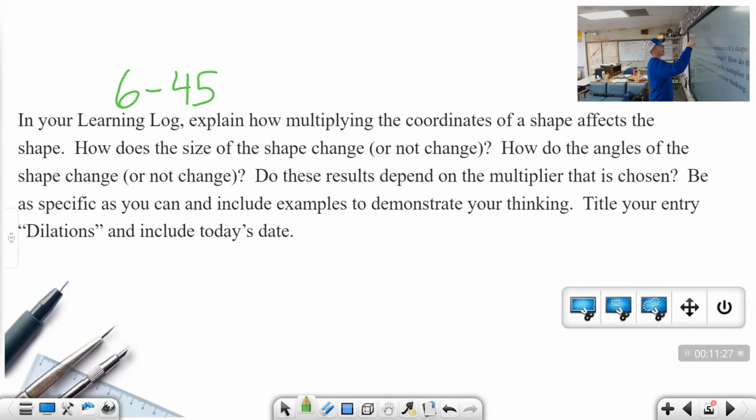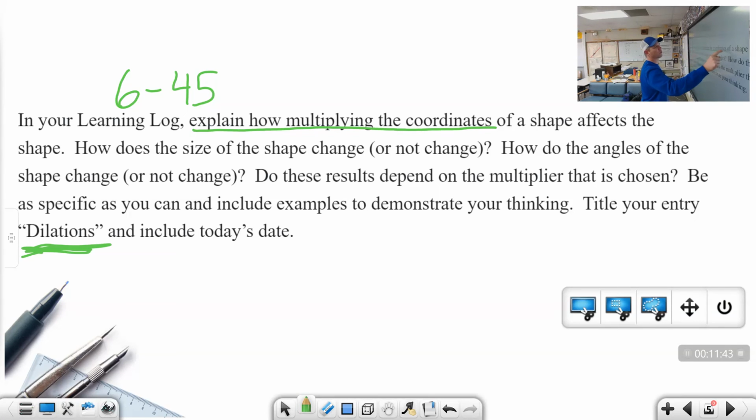Okay, so you'll notice a couple lines in the very bottom for problem 6-45. I want you to title this dilations. Okay, and what you are going to do is 4 things. Doesn't have to be 4 sentences. I had people do this today in 2 sentences. But what you are going to do is 4 things.